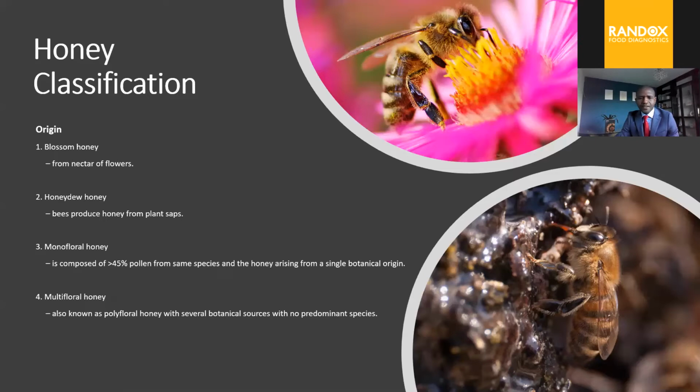But we can further classify honey as monofloral. That means it's composed of more than 45% of one type of pollen, arising from a single botanical origin. But you also have multifloral honey, also known as polyfloral honey. That means it has no predominant species in its composition.